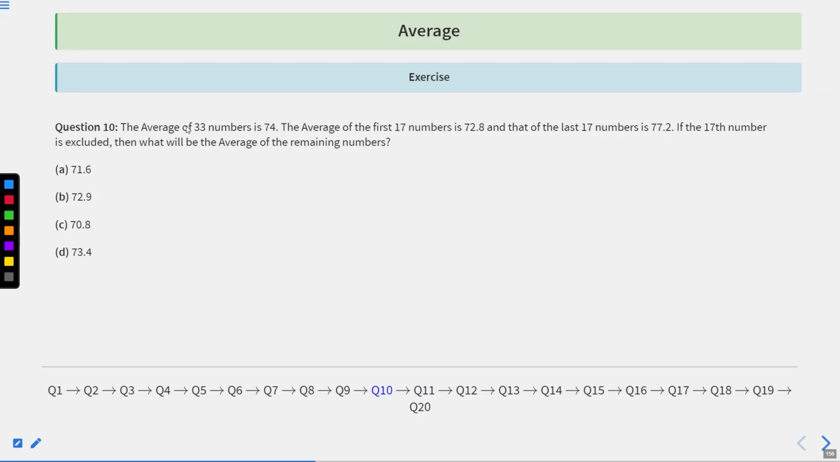Moving on to problem number 10: the average of 33 numbers is 74. The average of the first 17 numbers is 72.8 and of the last 17 numbers is 77.2. If the 17th number is excluded, then what will be the average of the remaining numbers?